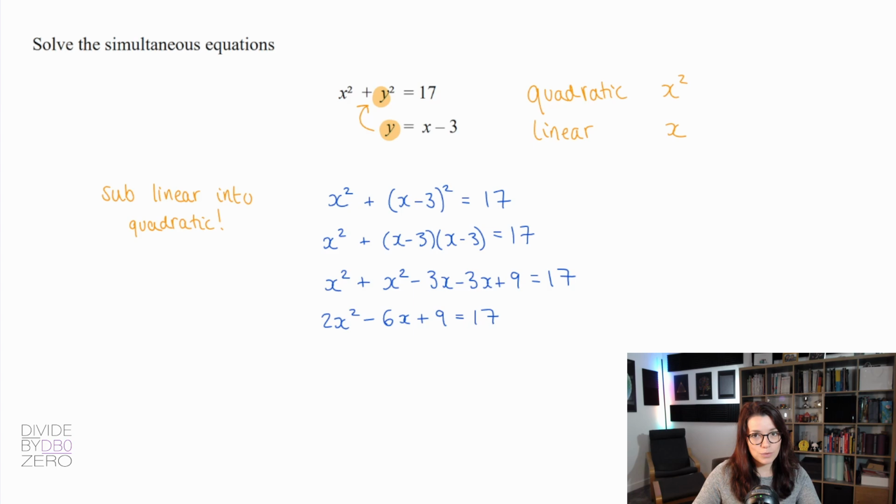So we must make it equal to 0 first. 2x squared minus 6x minus 8 equals 0. I get that from moving the 17 over to the left, or subtracting 17 from both sides.